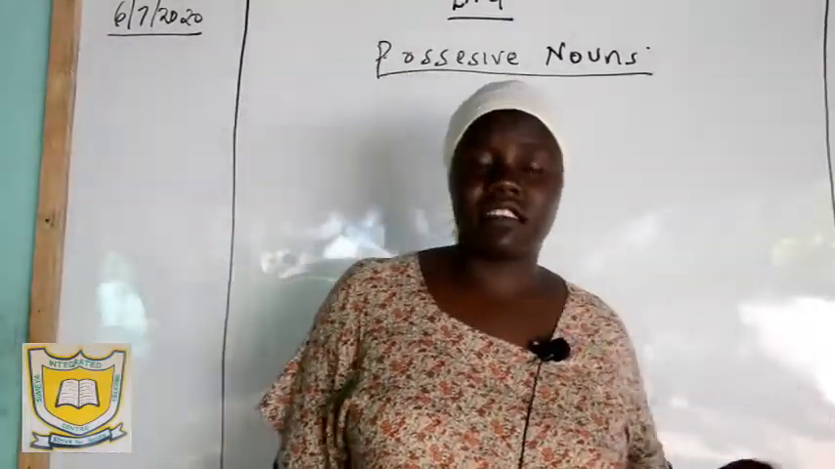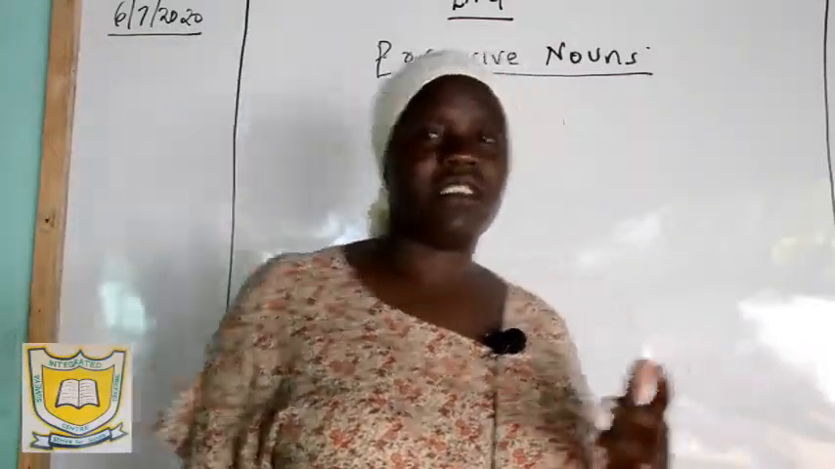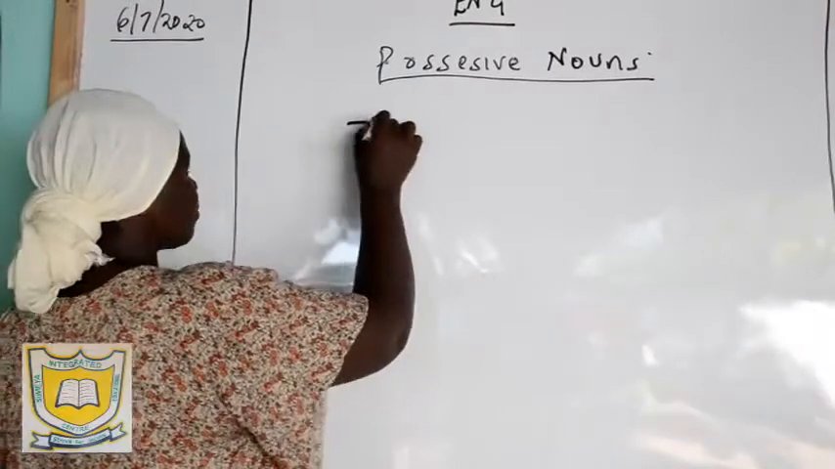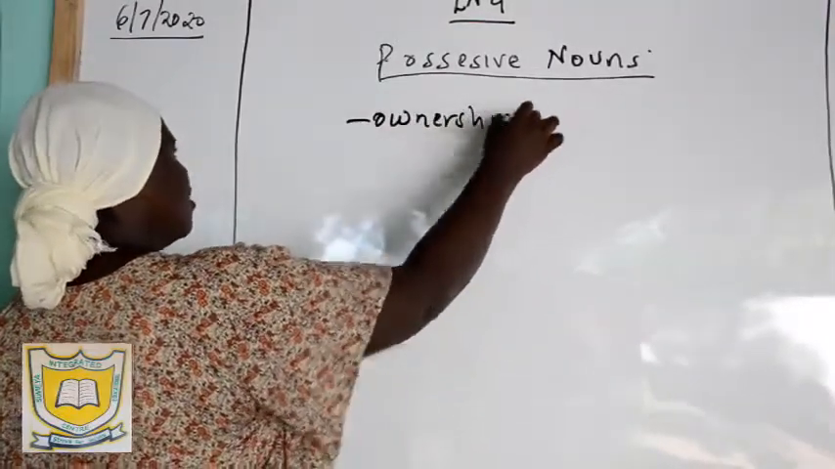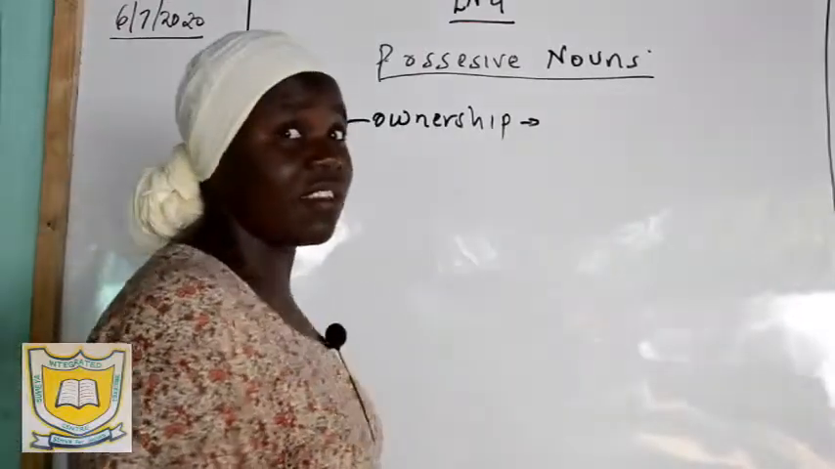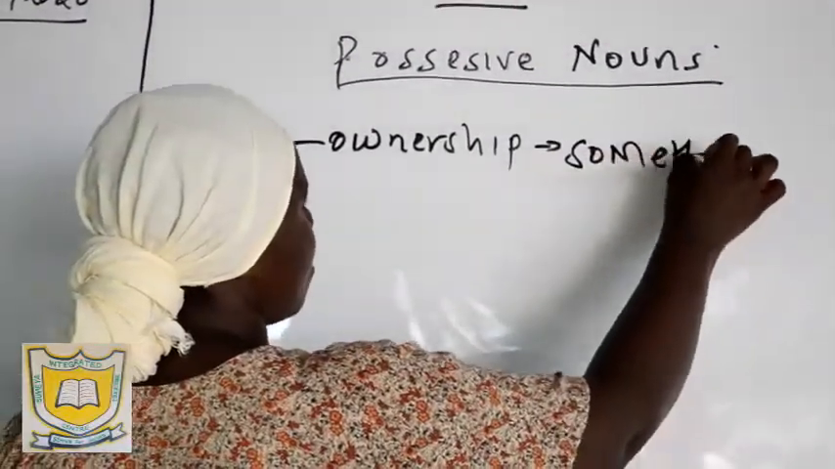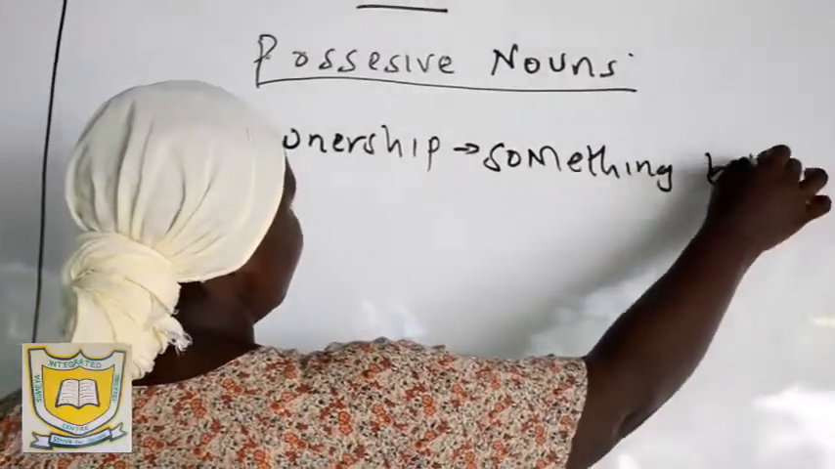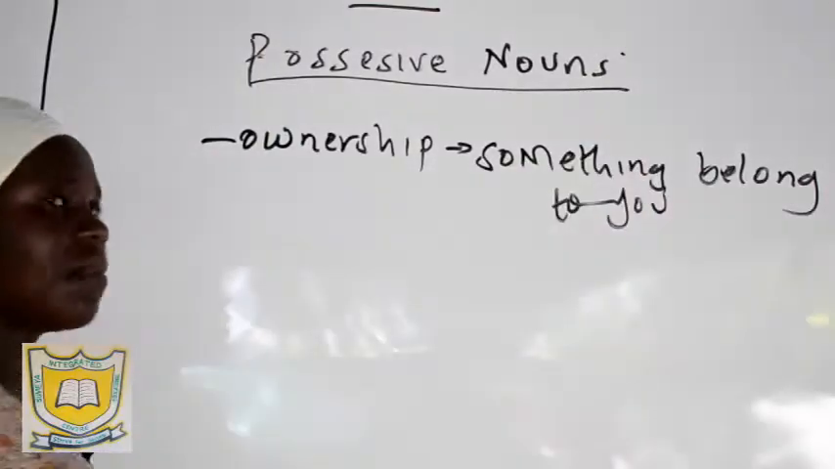So in today's lesson, we are going to talk about possessive nouns. If I say possessive, what I mean is ownership. If we say ownership, it means something belongs to you.